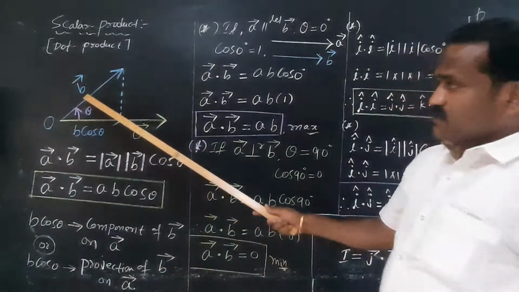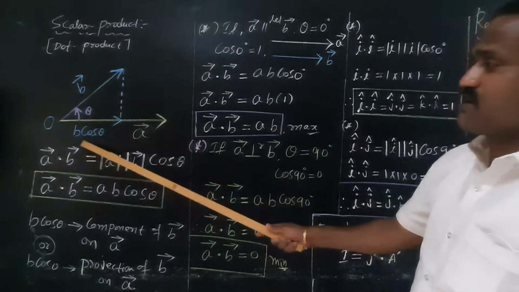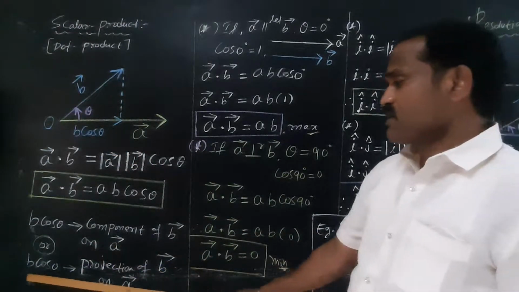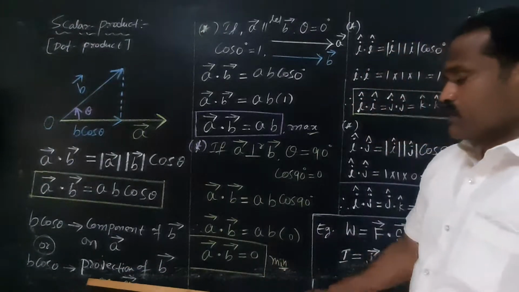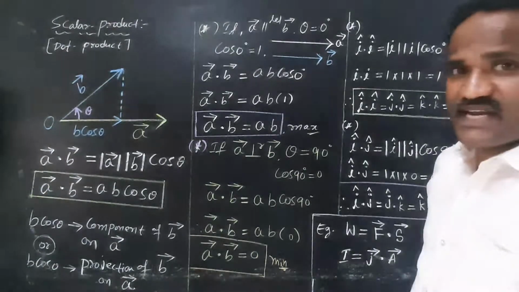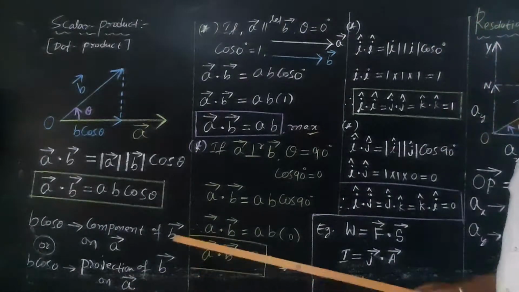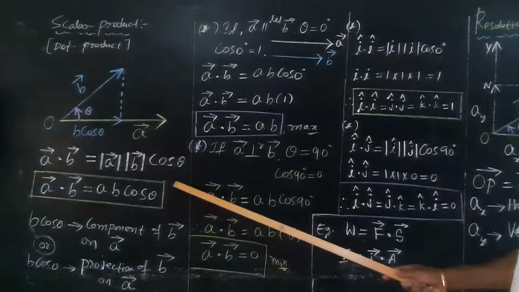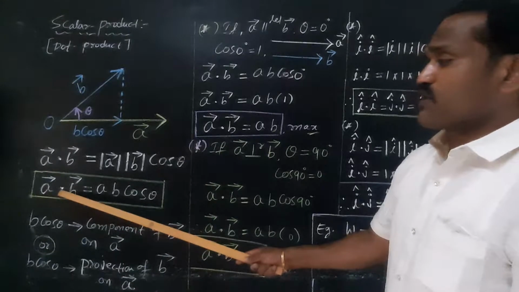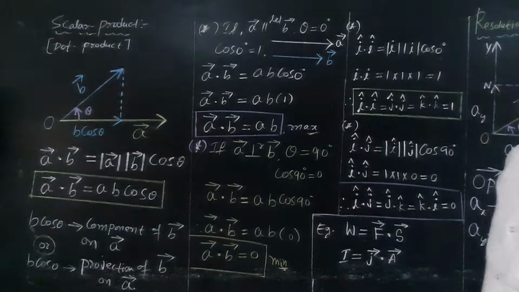See, the component of B on vector A is B cos theta. So B cos theta is the component of vector B on vector A, or we can also call it the projection of vector B on vector A. What can I write? Projection of vector B on vector A. So this is the formula for dot product of two vectors or scalar product. When two vectors are undergoing dot operation, the result will be a scalar. Hence, dot product is also called a scalar product of two vectors.